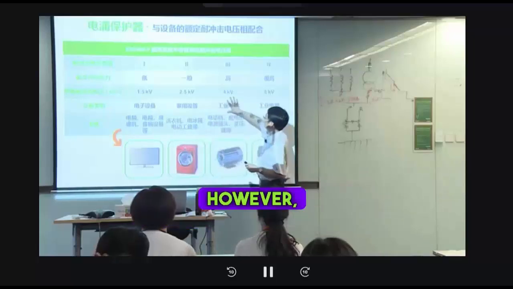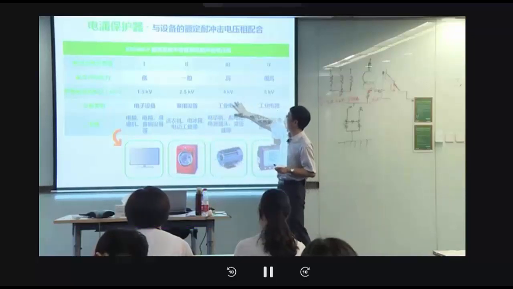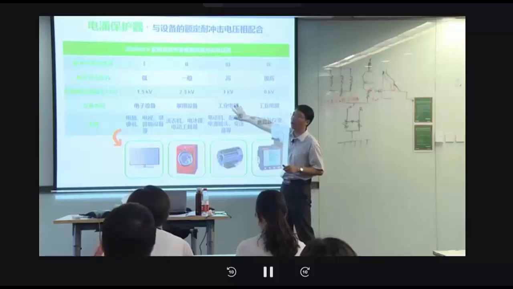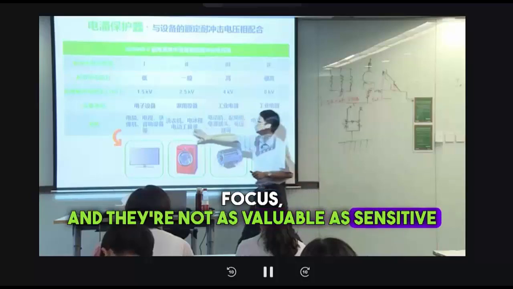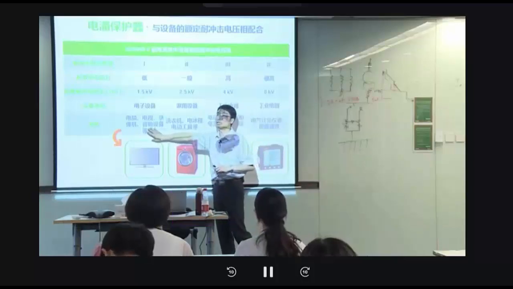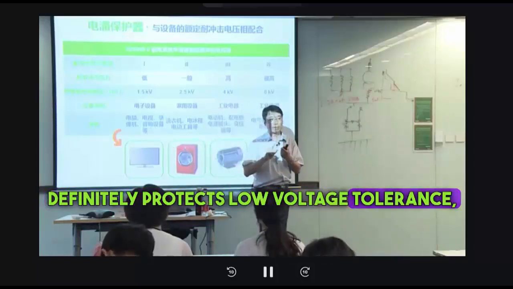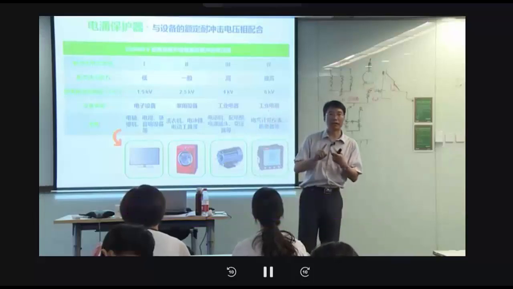For motors and switches, however, their voltage tolerance is much higher. They're not our main protection focus, and they're not as valuable as sensitive devices. Right. SPD definitely protects low voltage tolerance, sensitive devices, and high value equipment.